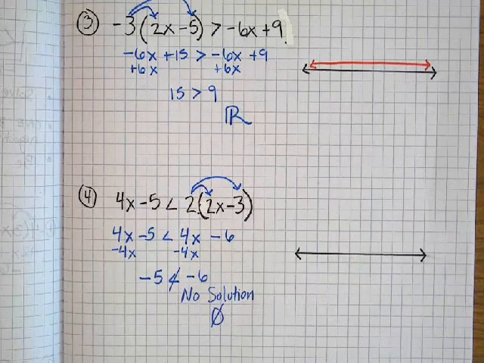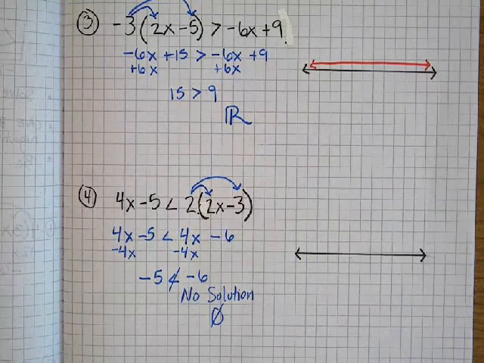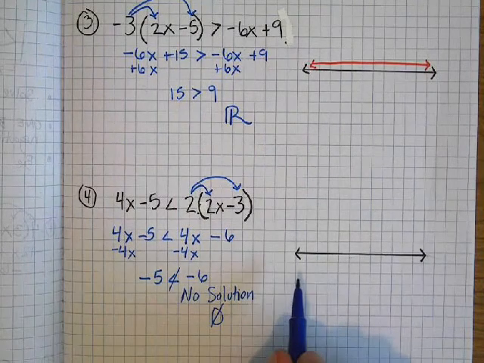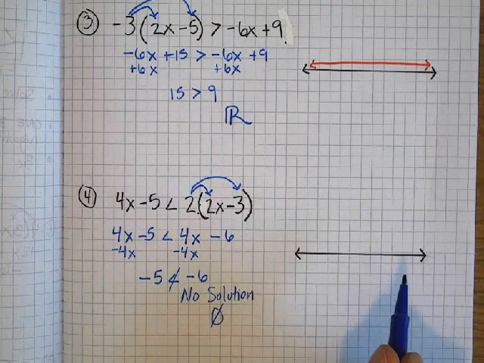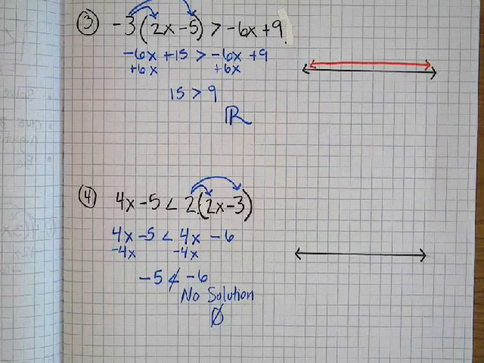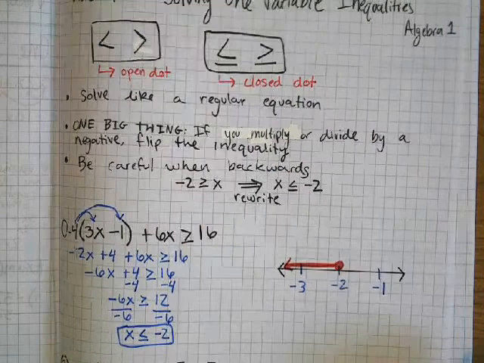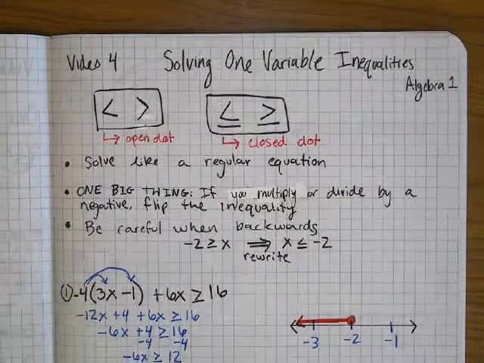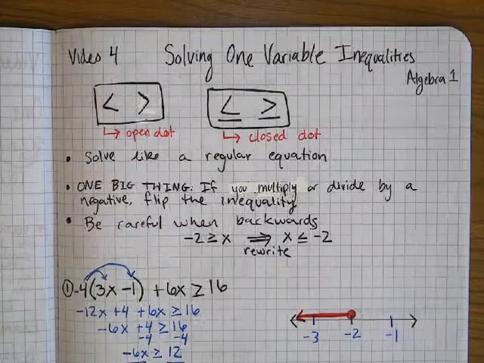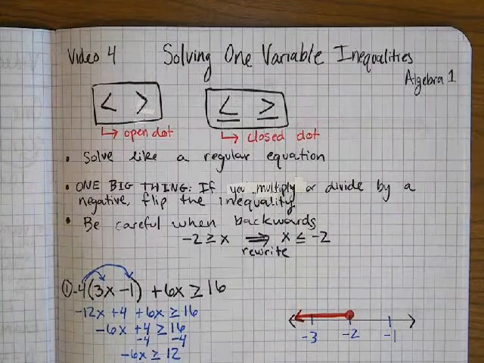Or if you want to, you could put that circle with a line through it. They mean the same thing. And for this, it's no solution. It's none of the numbers on the number line, so you do not need to draw anything on your number line. All right, so that is just a quick overview of solving one variable inequalities.